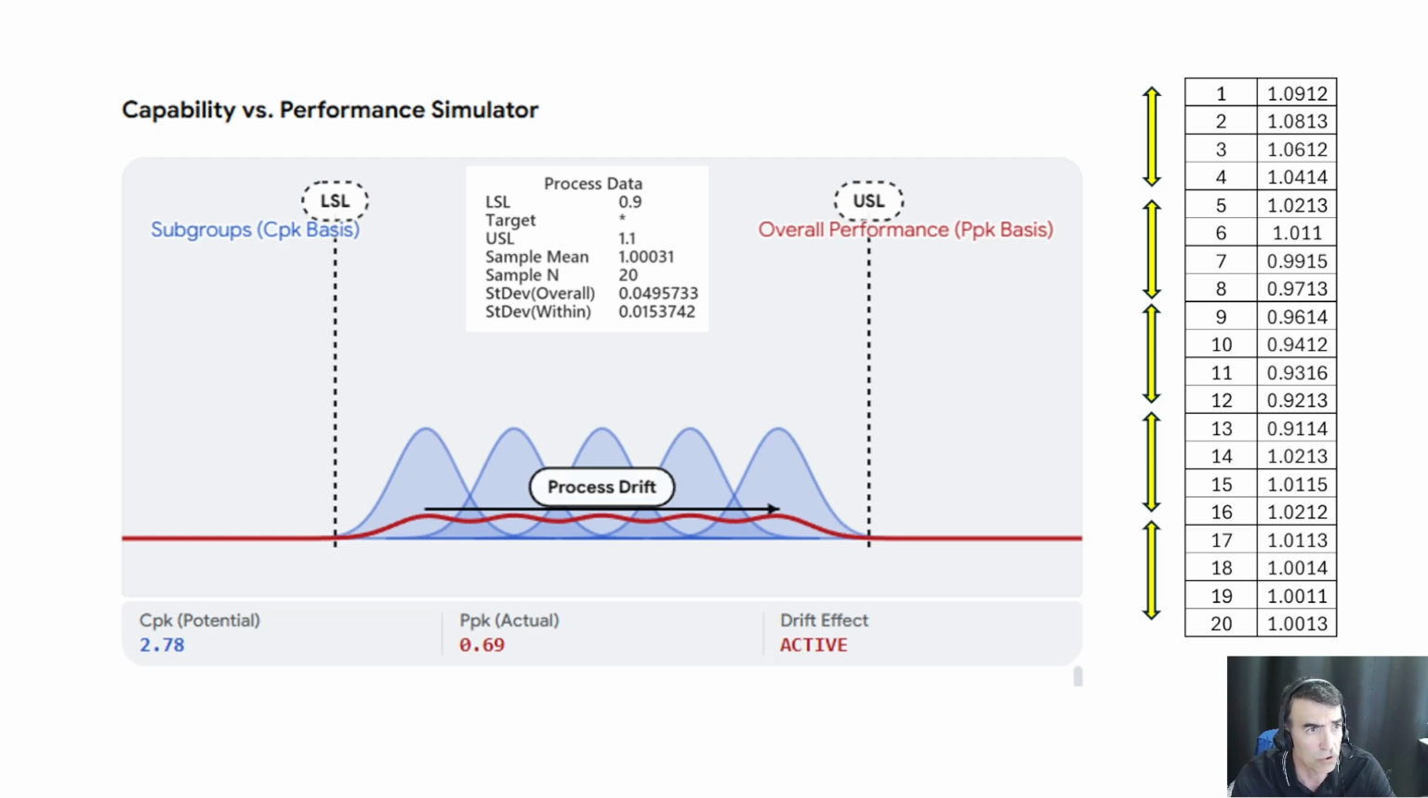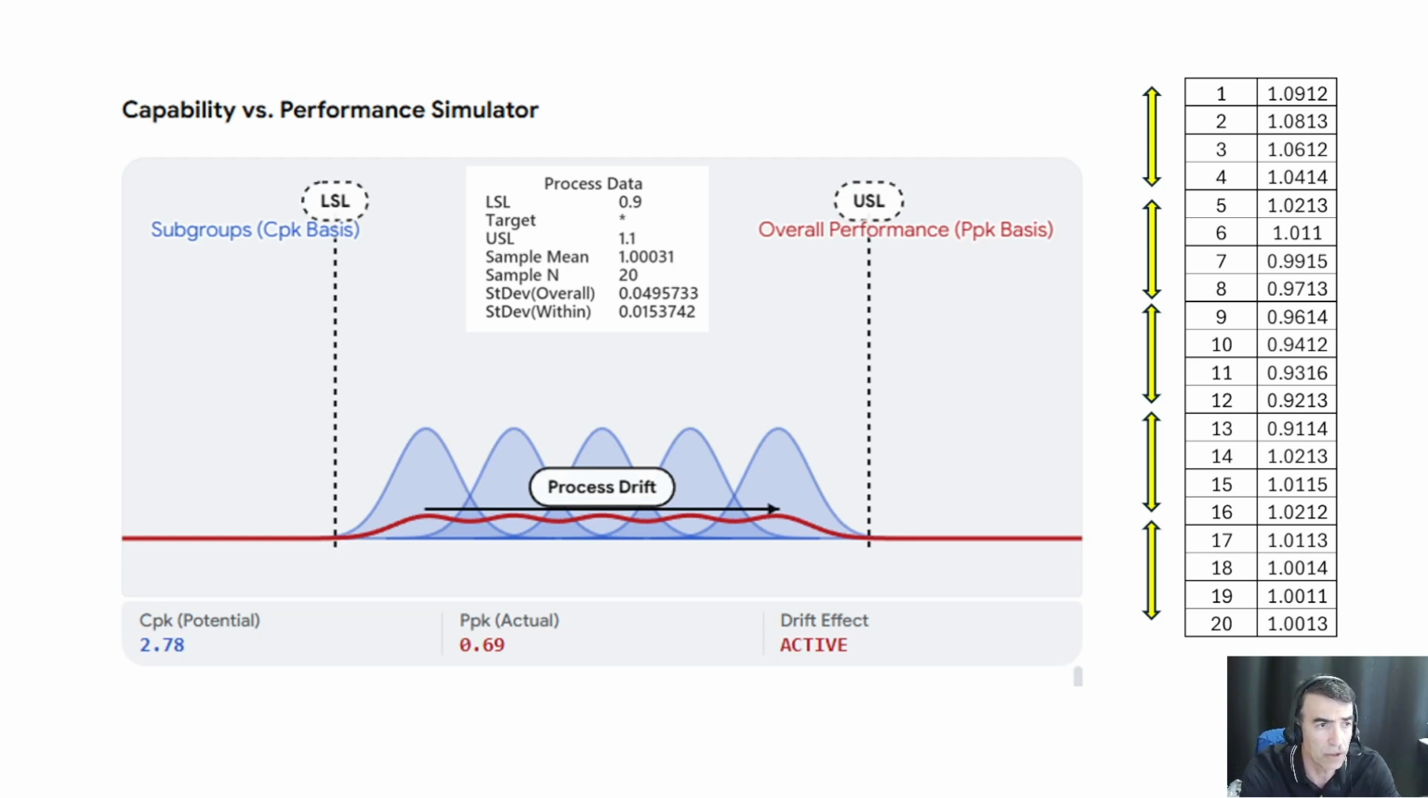Within each subgroup, the standard deviation is small, 0.015, compared to the overall standard deviation. For the 20 samples, the standard deviation is high, 0.049. That's higher than the within standard deviation. And the reason for that is that the process is drifting.